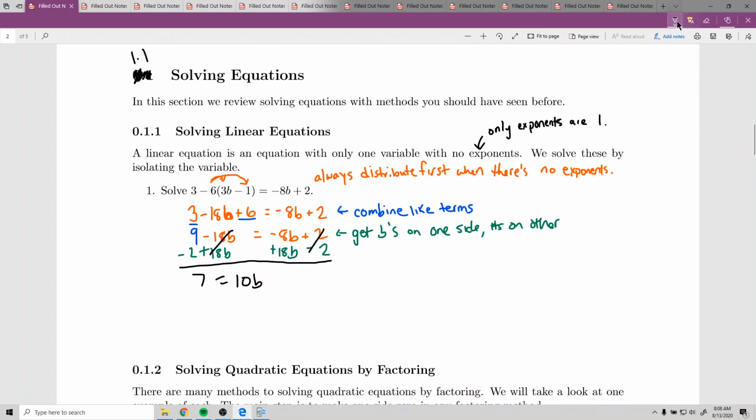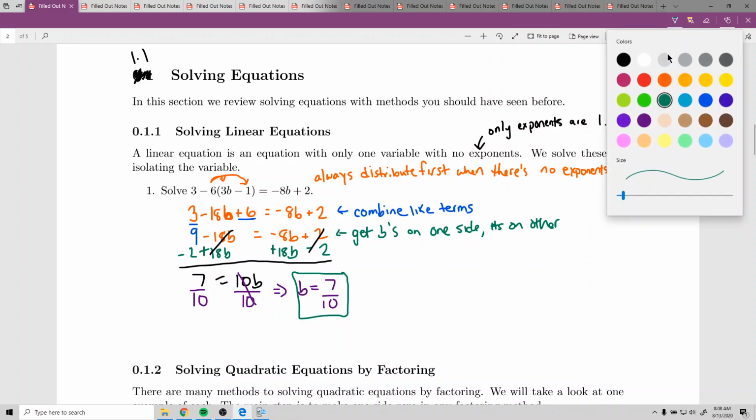Once we're here, you only have one step to go. We got a number times b. We want to get rid of that number by dividing by the 10. And we are left with b equals 7 over 10. And that is our final answer.